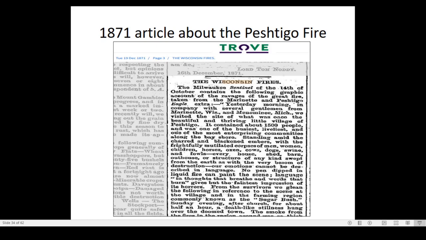Here's one, talks about the Peshtigo fire that took place in 1871. Nobody remembers that fire. They only remember the Chicago fire that took place at the same time. But there are more people killed in the Peshtigo fire than in the Chicago fire. There was more damage from the Peshtigo than the Chicago. So here's an article about it, Wisconsin fires, and it was from the Milwaukee Sentinel.